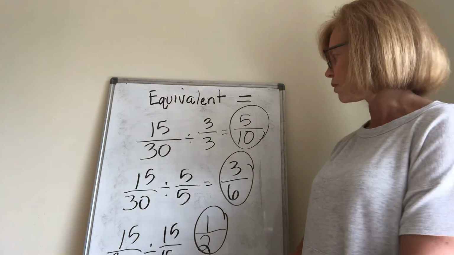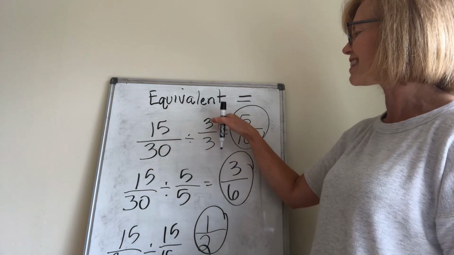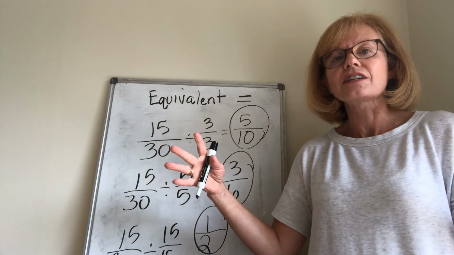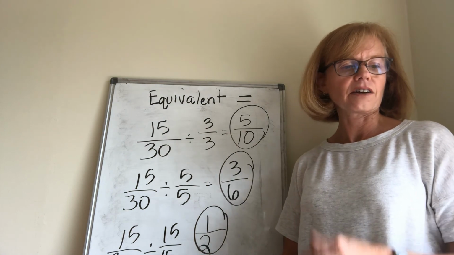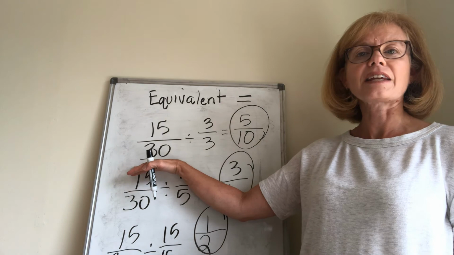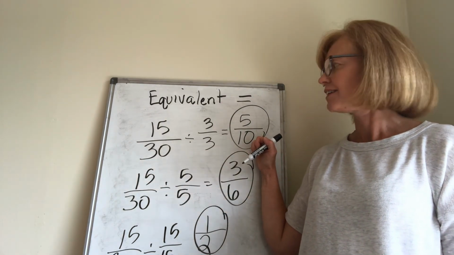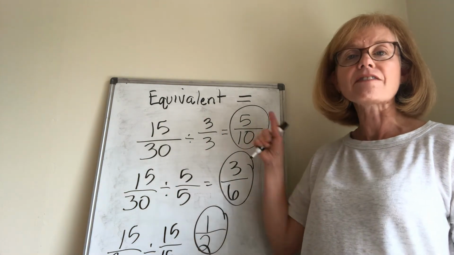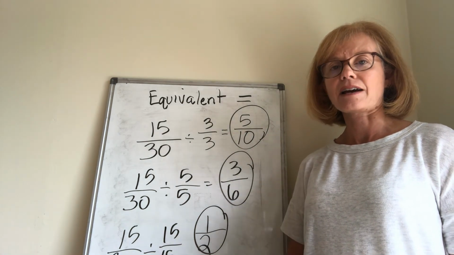They're all equivalent. I can divide both the numerator and denominator by the same number, and I'm getting the same amount. It's just that my numerator and denominator are less. Instead of dividing something into 30 pieces, I'm just dividing it into 10. It'll take 15 of my 30 pieces or 5 of my 10 pieces. It'll be the same exact amount.